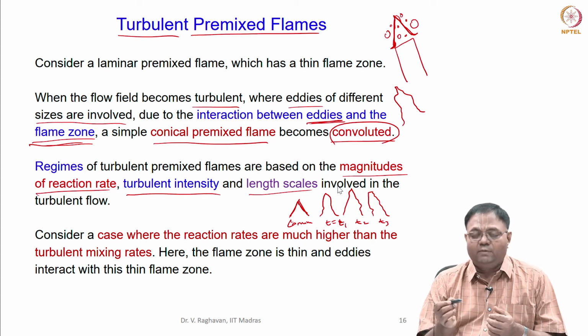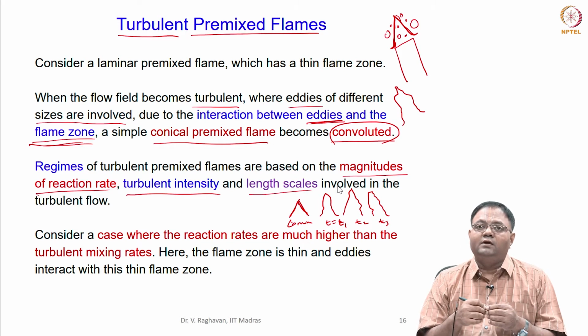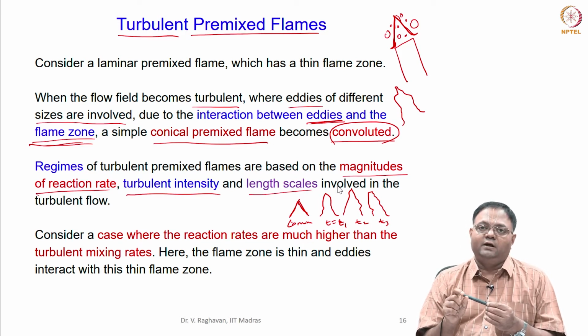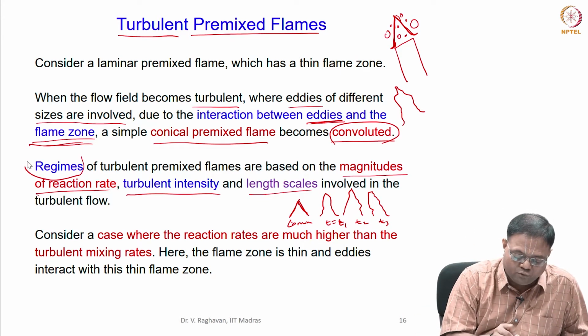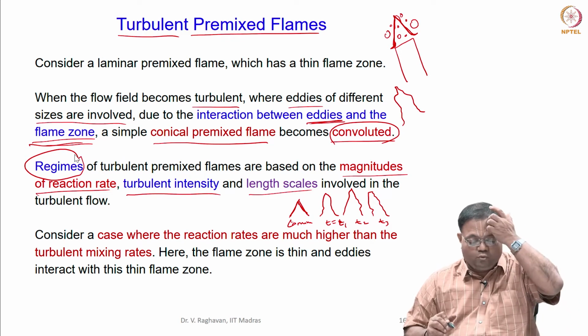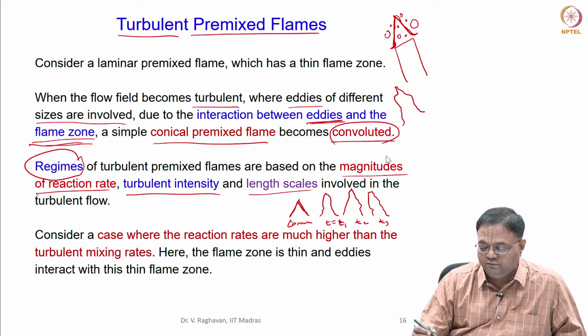So when the flame is going to be affected by this, you can see that if the reaction zone thickness is slightly increased compared to the eddy size, the eddy can penetrate it, and so on. So a lot of things will be there. So we get different regimes of turbulent premixed flames. Different regimes we get. So what are they? We will see.